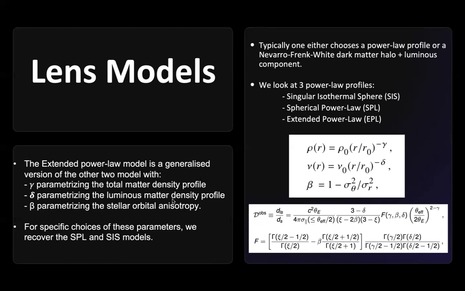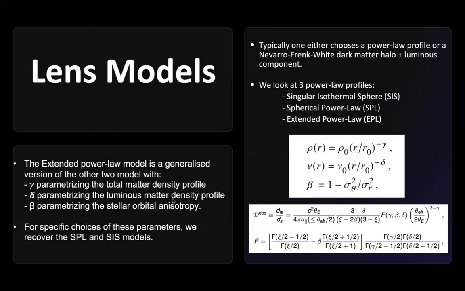And then the newest model I'll be looking at is the extended power law model. So this assumes that, well, it's parameterized given here. So rho is your total matter density, and it's parameterized by this profile gamma. Nu is your luminous matter density, parameterized by delta, and beta is your stellar orbital anisotropy parameter. And it gives this ugly relation for distance ratios down here, which is hideous, but whatever. So these are the lens models I use.